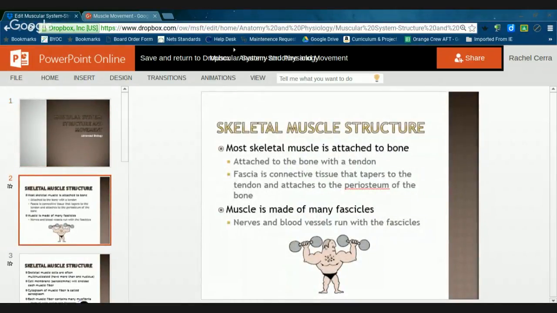All right, so you have 3 different types of muscle tissue, one being skeletal muscle. And so probably the more well-known of all the muscle types. And so this particular muscle type is going to be attached to your bone. So it's going to attach to your bone by a tendon, which is a bunch of connective tissue.